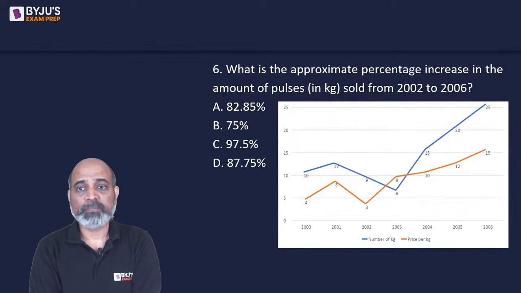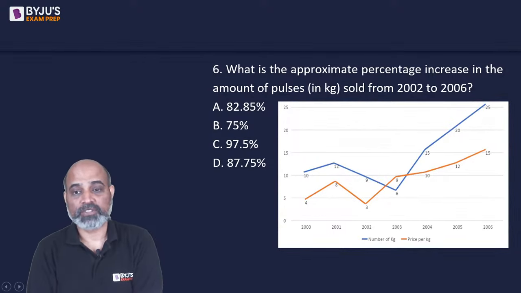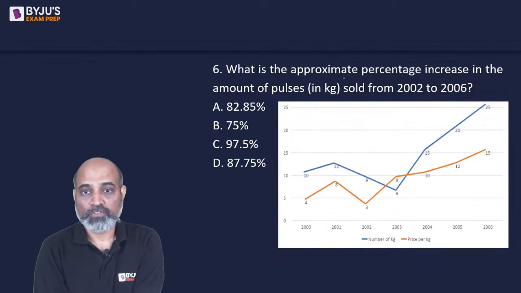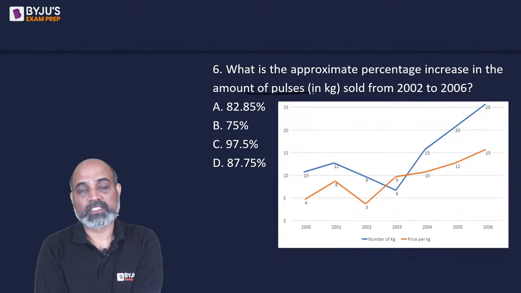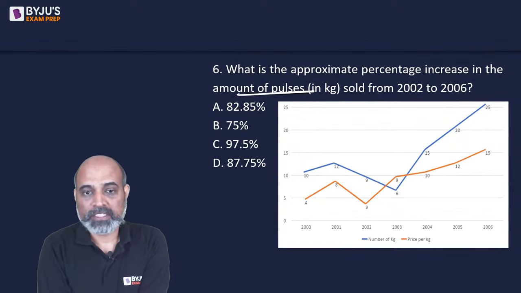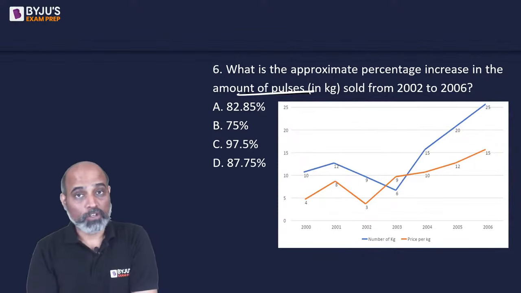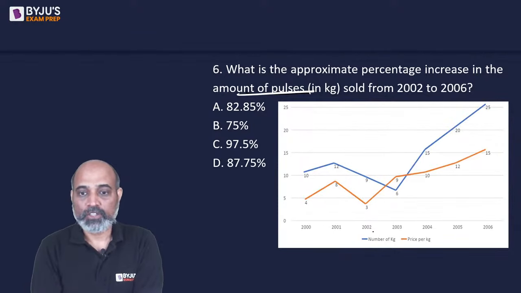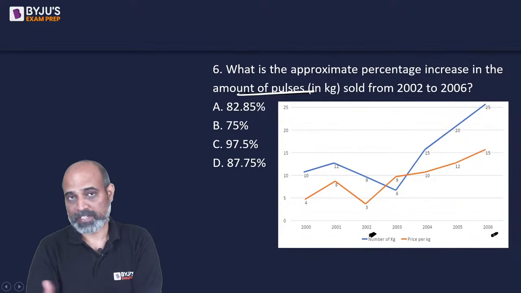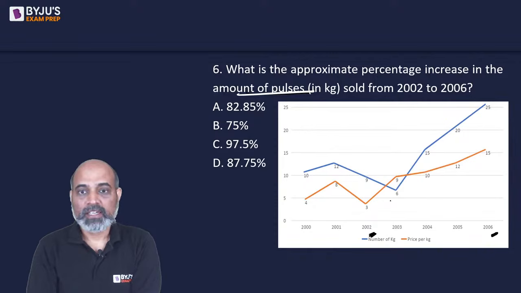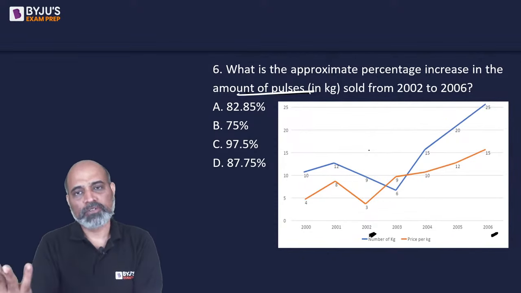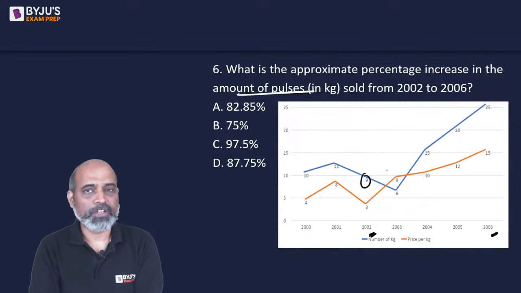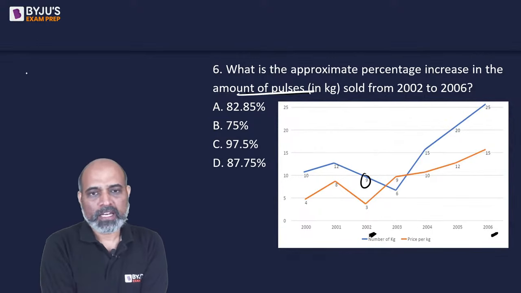What is the approximate percentage increase in the amount of pulses sold from 2002 to 2006? So first of all, we need to go to the amount of pulses. Amount of pulses would mean the volume, which is the blue one, right? And 2002 to 2006 is what we need, and we need an approximate value. So in 2002, suppose there was a certain value. What value was that? We don't know, so let's assume it to be 100. So this is in the year 2002.